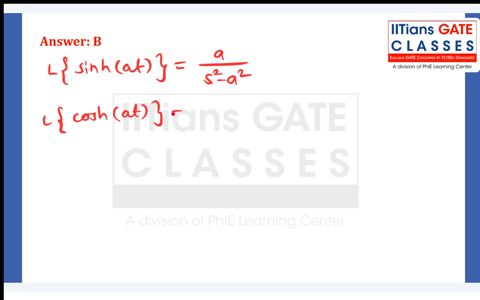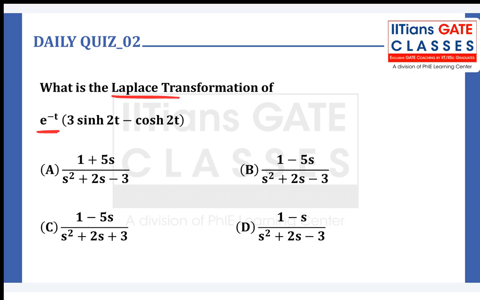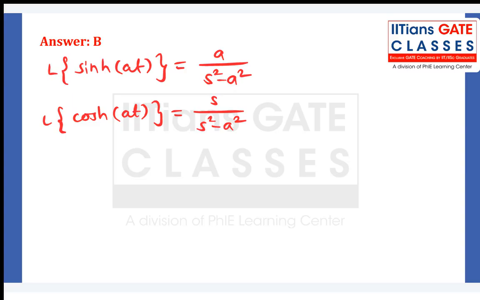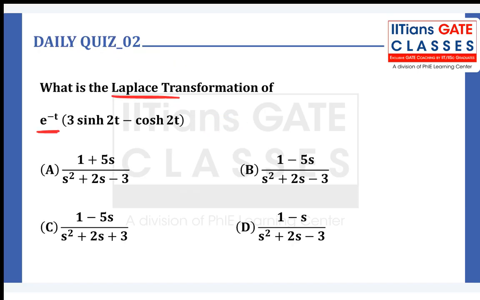Yeah, so that is s by s square minus a square. Okay, so first thing you should remember this. If you don't, then you can't solve this question. Now in this question they are asking you sine hyperbolic, so basically 2t everywhere. So basically you have to put a equal to 2 in this case. Okay. And in the sine hyperbolic there is a 3 multiplier.